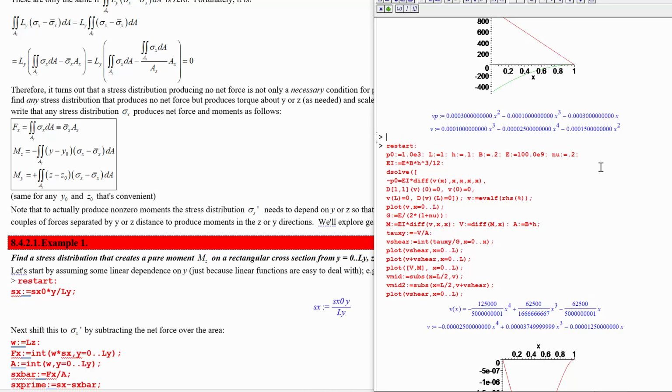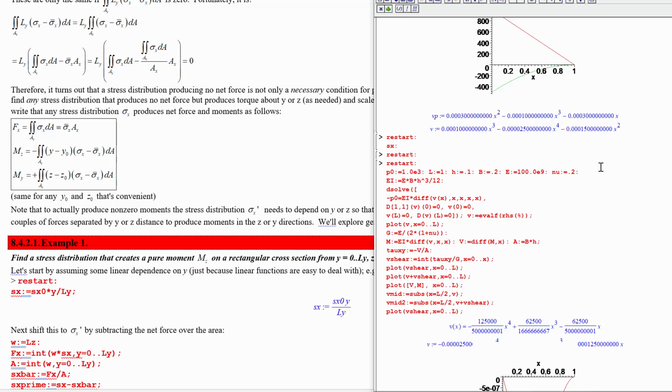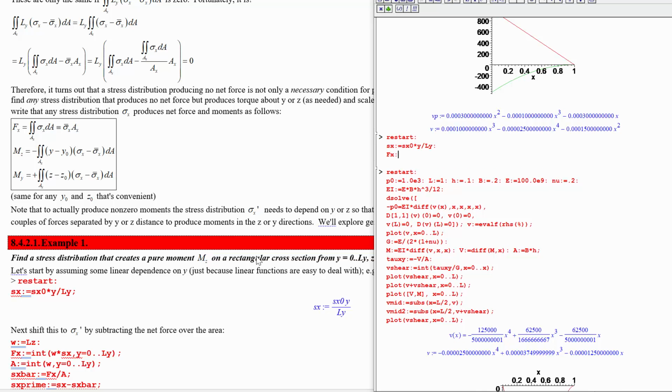We can take a sample stress, Sx, and work out what moment it produces. So for any given stress, let's say that we make something with a y dependence. We'll say that Sx is equal to Sx naught times y over Ly. Why not? And then we'll find out the force that's produced by this. Fx would be equal to the integral of Sx from y is 0 to Ly, and z is 0 to Lz.